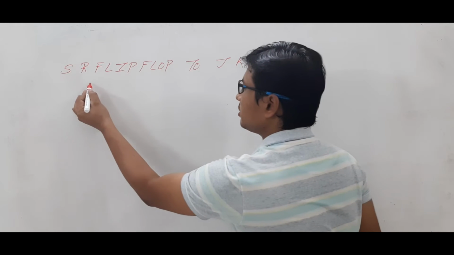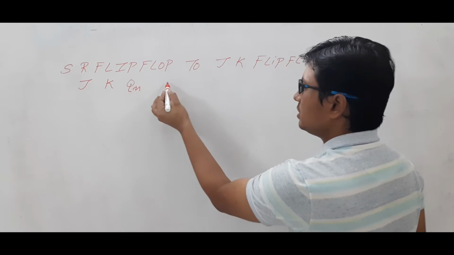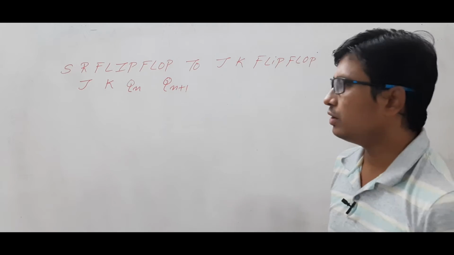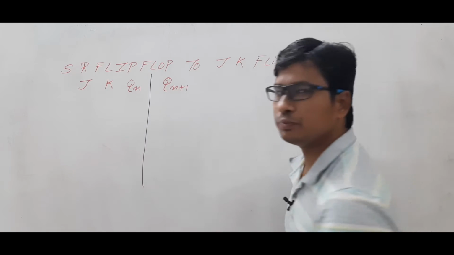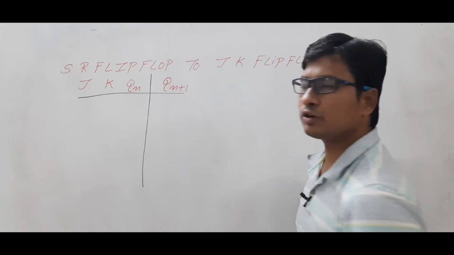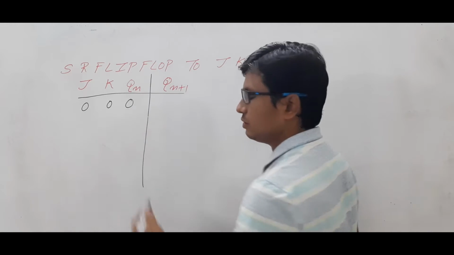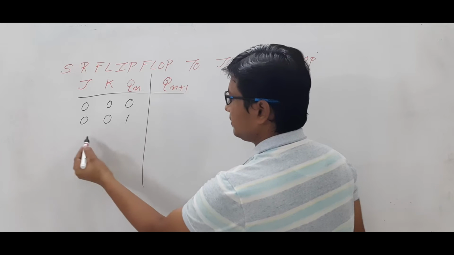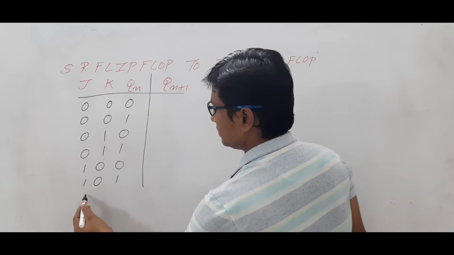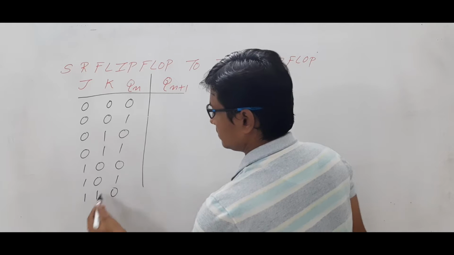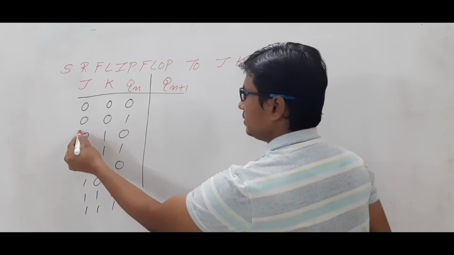So what is the characteristic table of the JK flip-flop? You will have J, K and Qn as the three inputs, and you will have the output as Qn plus 1, where Qn is the present state and Qn plus 1 is the next state. Now if you have three input variables which are binary variables, how many input combinations will you get? 2 power 3, 8 input combinations. What are they? You will get 0, 0, 0, 0, 0, 1, and so on. These are the 8 input combinations you will get. I hope it is visible for you.